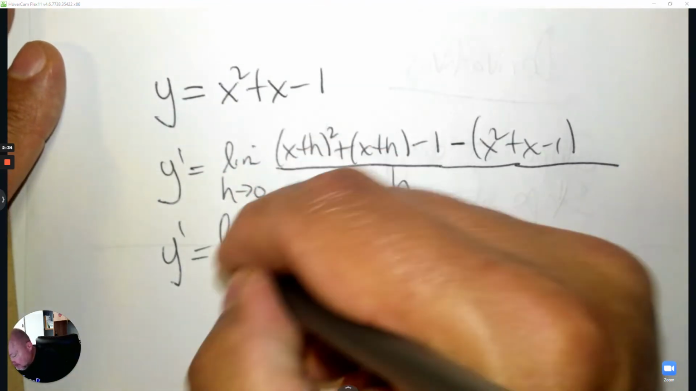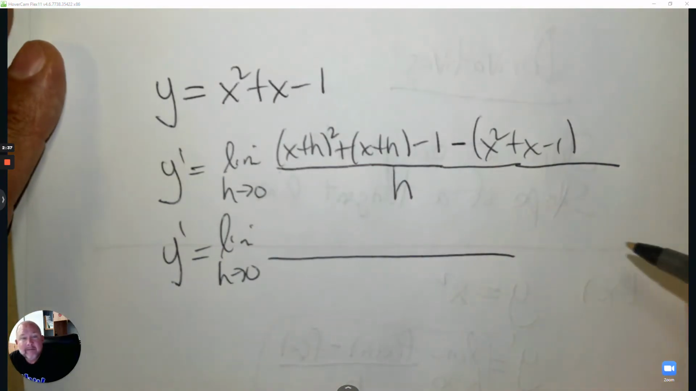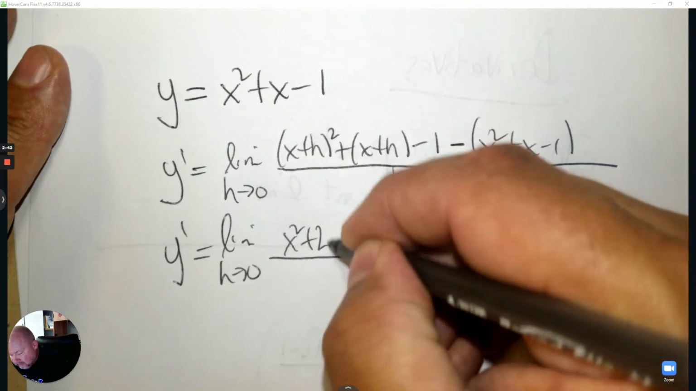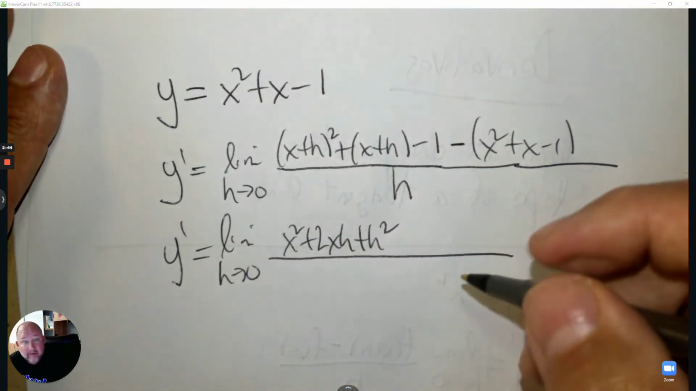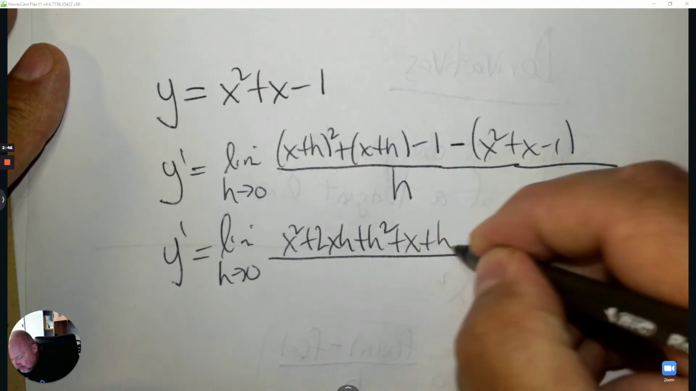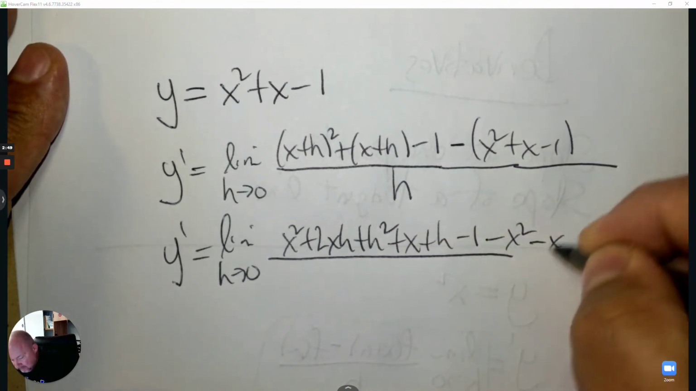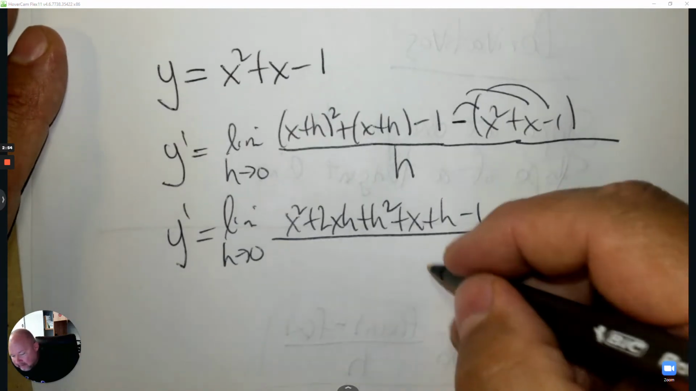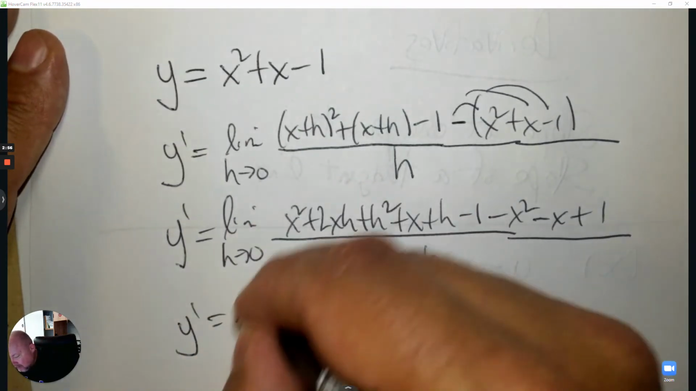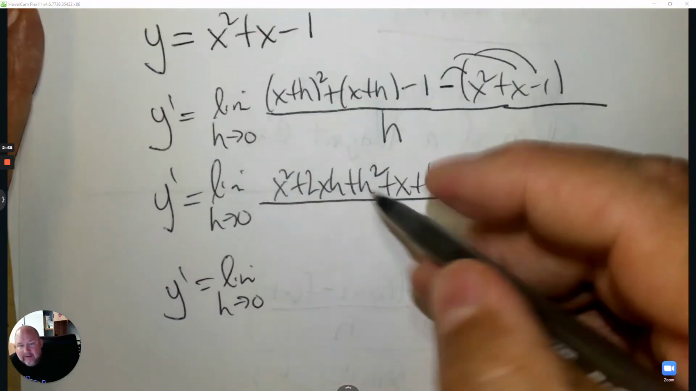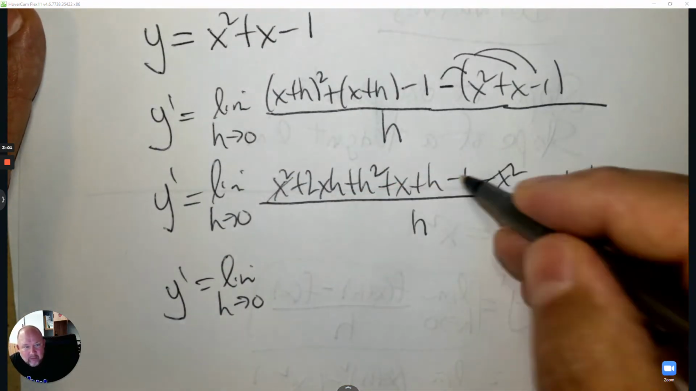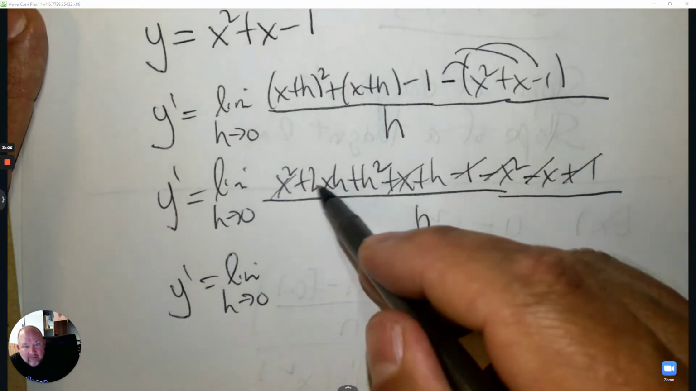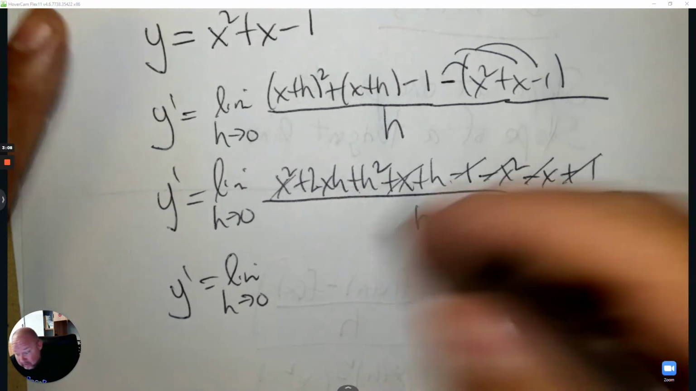So we're going to keep the limit notation. We're going to expand. That's x squared plus 2xh plus, we just did it, so I'm not going to do it again. And then plus x plus h minus 1 minus x squared minus x plus 1. So we're distributing that negative. And now we get to combine like terms. So we get to cross things out. So if I look carefully, x squared, subtract x squared, negative 1 plus 1, x, and negative x. So all that's left here, that which has an h in it. That's how you know you're doing it right.